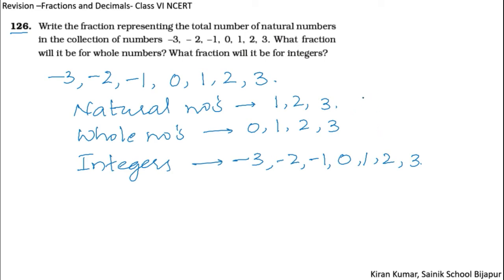So the fraction which represents the natural numbers will be, there are 3 natural numbers out of the 7. The fraction which represents the whole numbers will be 4 upon 7. The fraction which represents the integers will be 7 upon 7.